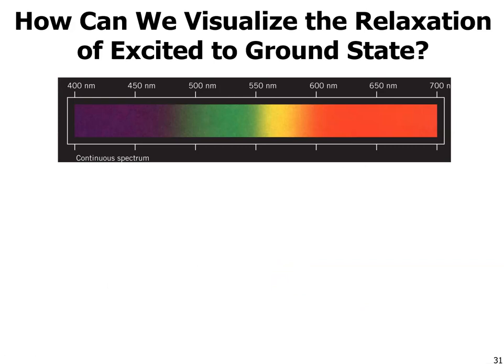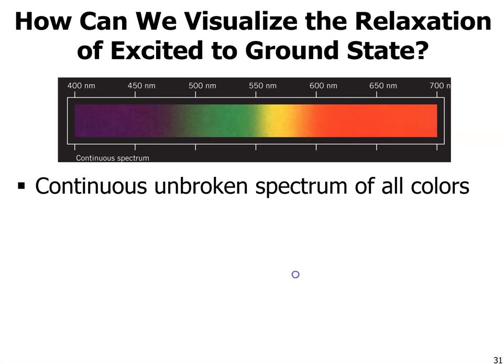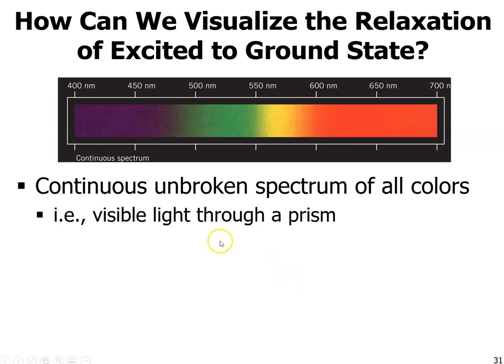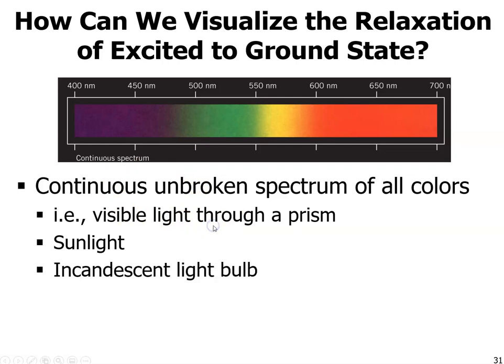So how can we visualize this relaxation from the excited to the ground state? If we're looking at white light, we can break that down into visible light through a prism. For example, sunlight is doing that. Incandescent light bulbs will have white light, with all of the different colors. Very hot metal rods will be white. But we can also do this with certain gases in a bulb.